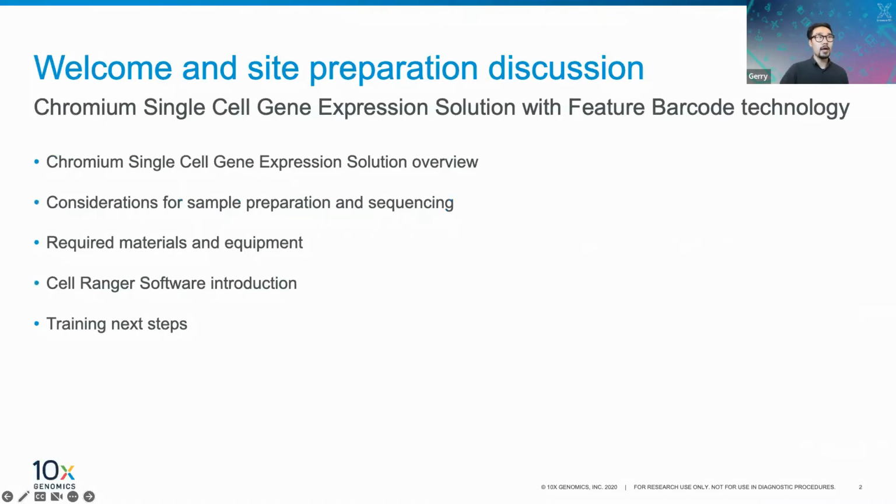Okay, so the aim of today is to give an overview of the Chromium single cell gene expression solution. We'll talk about considerations for sample prep and sequencing, required materials and equipment. We'll touch a little bit on the Cell Ranger software that we use for analysis, and then we'll discuss a little bit about training next steps. Of course, there's another presentation next week as well about the workflow.